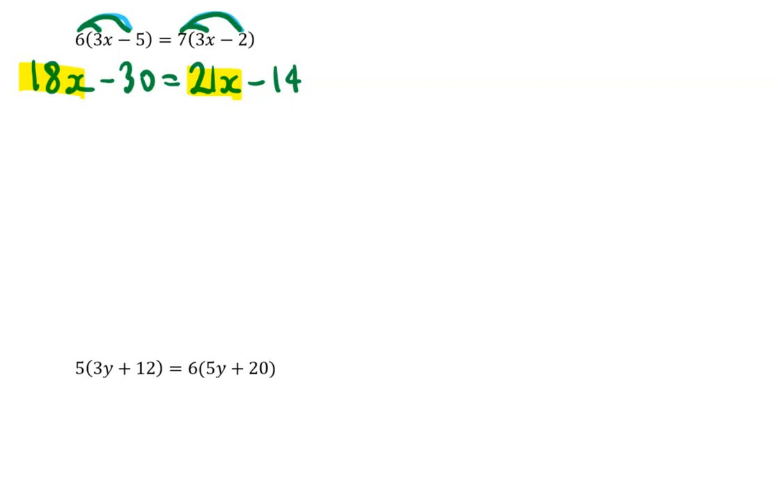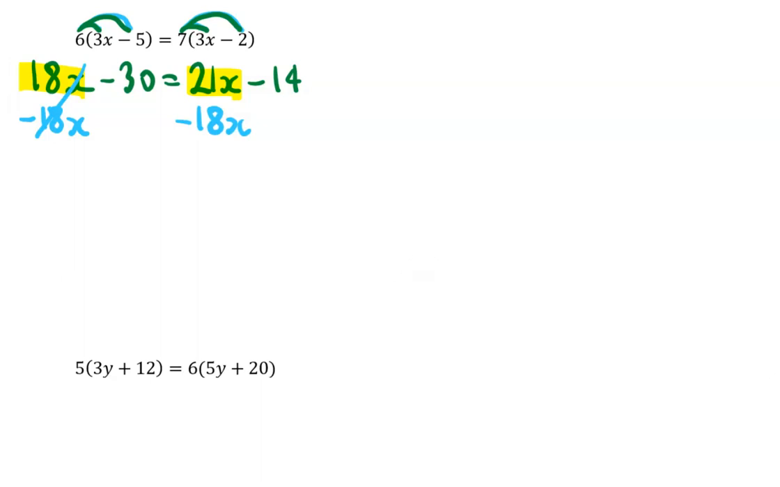We've got 18 on the left-hand side and 21 on the right-hand side. So I'm going to take the 18 off both sides. Now, you can take 21 off both sides if you like, but then you're going to have negative x's. So I would much prefer to get rid of the smaller one. All right, so I've got rid of my 18x's from the left-hand side.